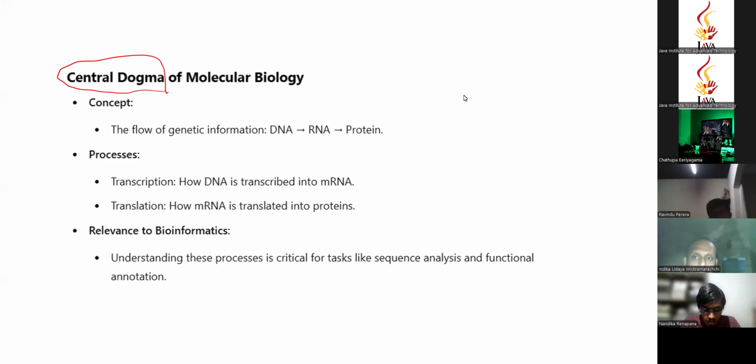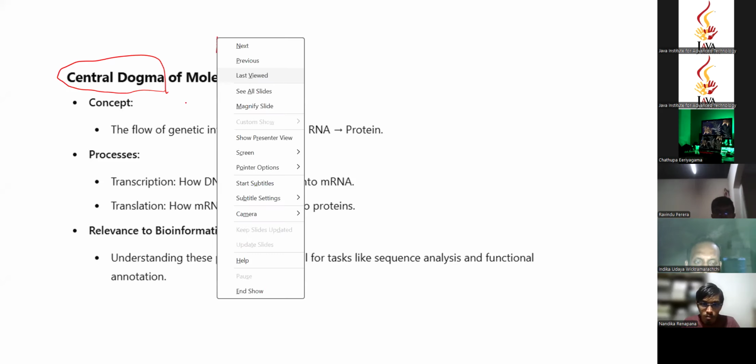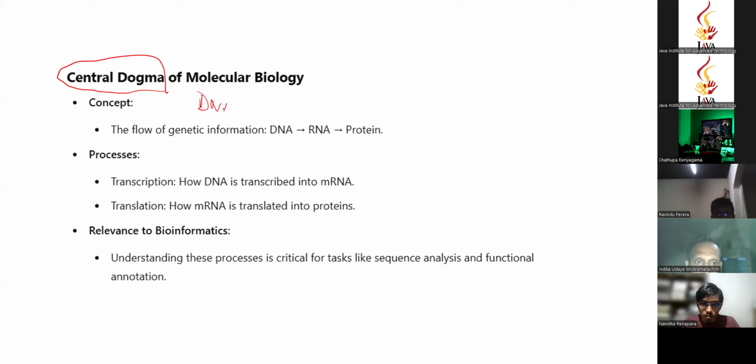The first process is transcription. Transcription is how DNA is transcribed into mRNA. So we have the genetic data stored in DNA, as far as humans are concerned. Right? Deoxyribonucleic acid, that is what DNA stands for.